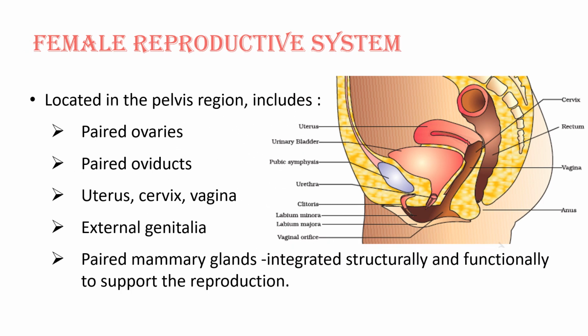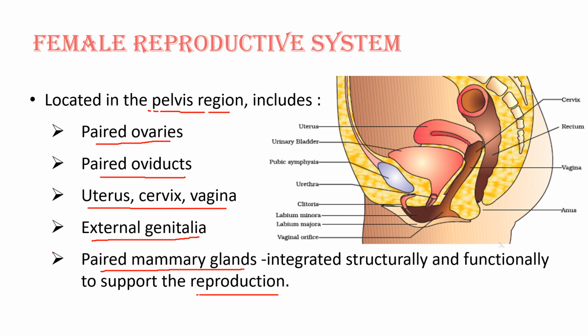Also located at the pelvic region, the female reproductive system in humans consists of a pair of ovaries, a pair of oviducts also known as fallopian tube, uterus, cervix, vagina, external genitalia, and also a pair of mammary glands. Mammary glands are integrated structurally and functionally to support a lot of processes that are involved in reproduction, such as ovulation, fertilization, pregnancy, and even the child care.